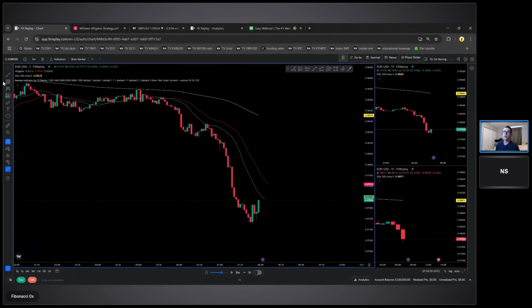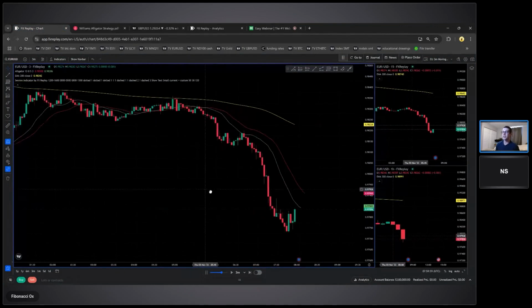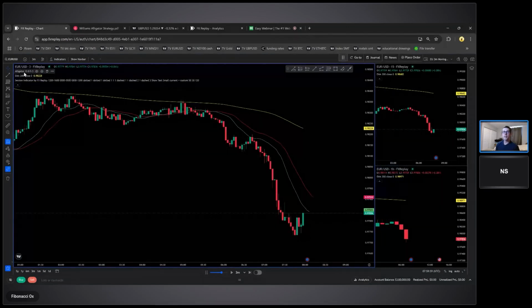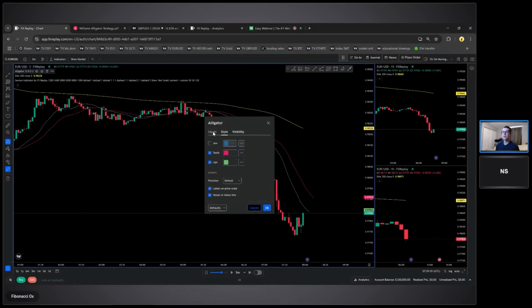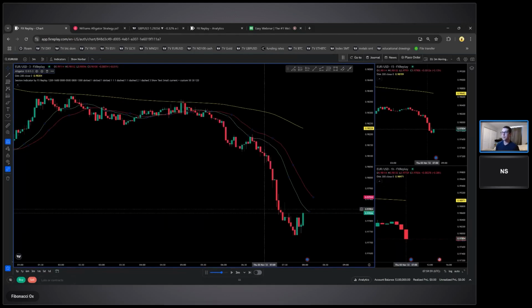Basically, all I have here on FX Replay is my 3-minute time frame, my large chart here, which has the 200 EMA, this yellow line, and this Williams Alligator indicator, and all I did is turn off the jawline. I only care about these other two.